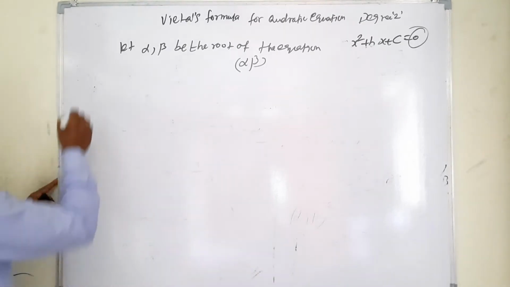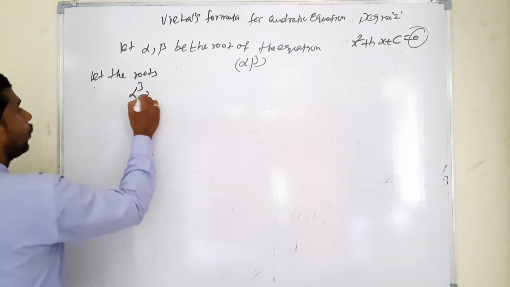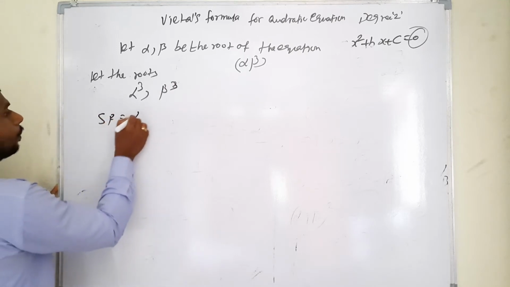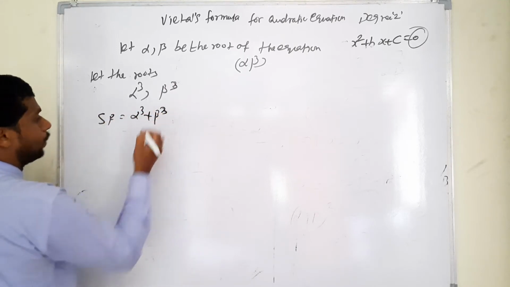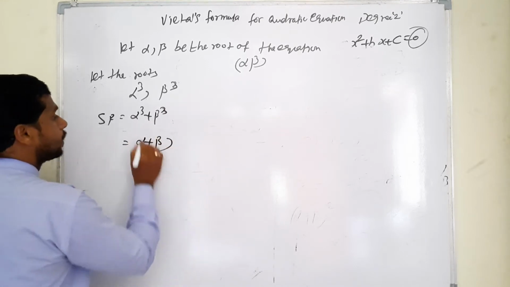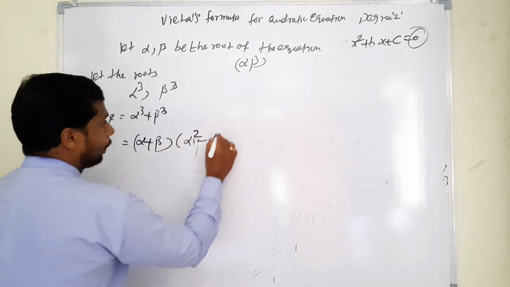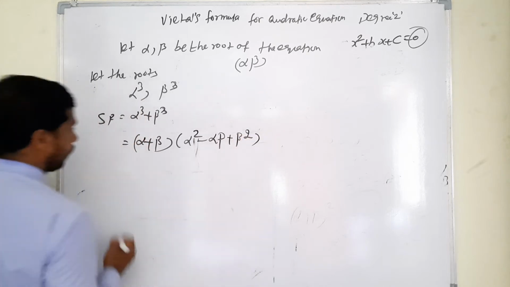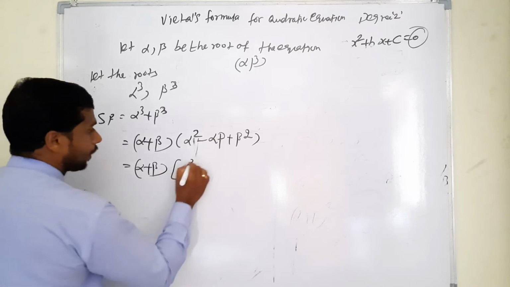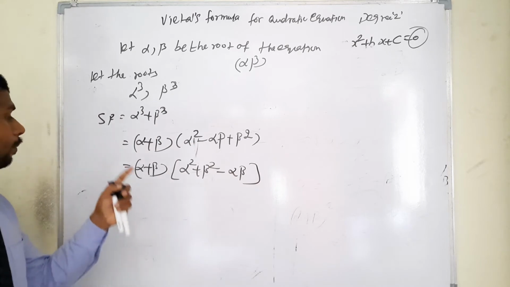So let the roots be alpha cube and beta cube. Alpha cube comma beta cube, the sum of the roots: alpha cube plus beta cube, isn't it? By the formula, alpha cube plus beta cube is alpha plus beta into alpha square minus alpha beta plus beta square. So alpha plus beta as it is, but the next term you can write as alpha square plus beta square minus alpha beta.